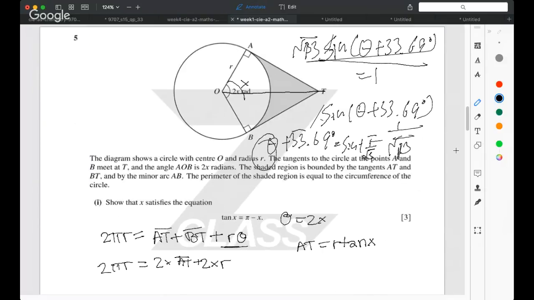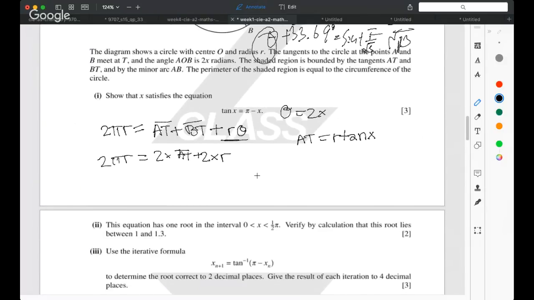So then I've got 2 pi r equals 2r tan x plus 2xr, and now I can cancel out the 2r's, dividing by 2r, and I get pi equals tan x plus x. And then I rearrange that, and I get that.